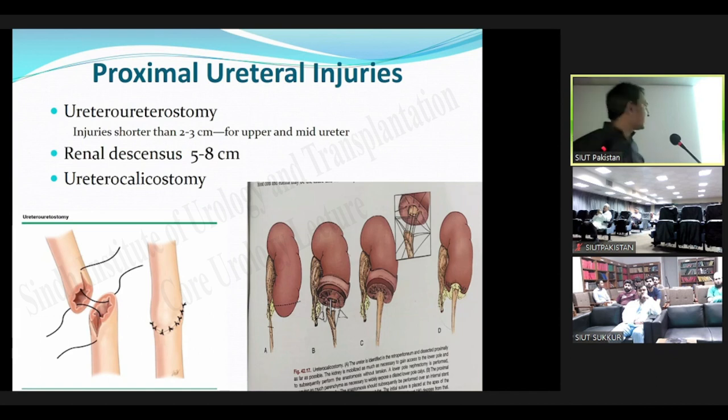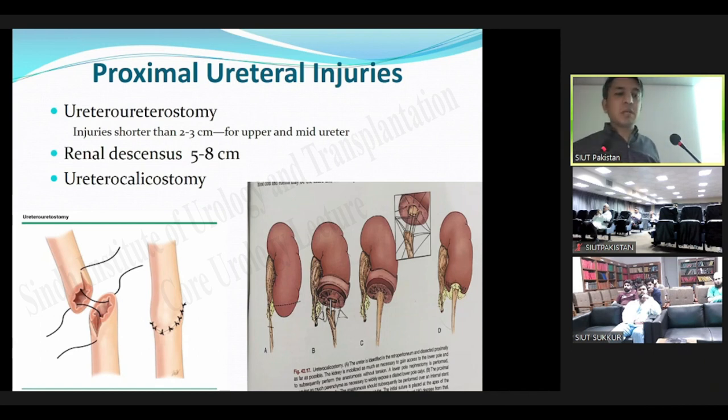And the principle is that we will spatulate the proximal and distal ureter 5 to 6 mm, and then we will pass a non-absorbable suture from the apex of the one spatulation to the corner of the other, and same for the opposite direction, and then we will tie it, and then we will anastomose the ureter in interrupted fashion.